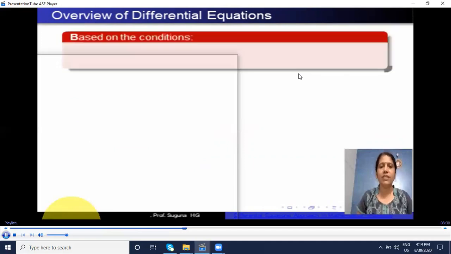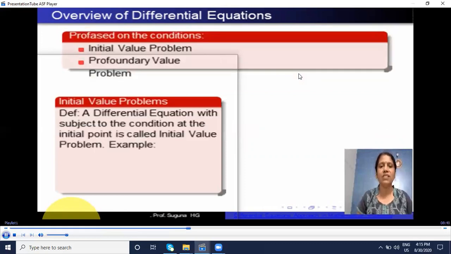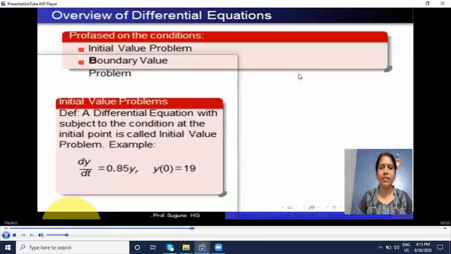Then, based on conditions, we have initial value problems and boundary value problems. In an initial value problem, the initial condition is given. It means a differential equation is subjected to the condition at the initial point. For example, all equations involving time are initial value problems, that is, dy by dt is equal to 0.85y, where y of 0 is equal to 19. That means it is the initial condition: at x is equal to 0, y of 0 is equal to 19. That's why this problem is called an initial value problem.